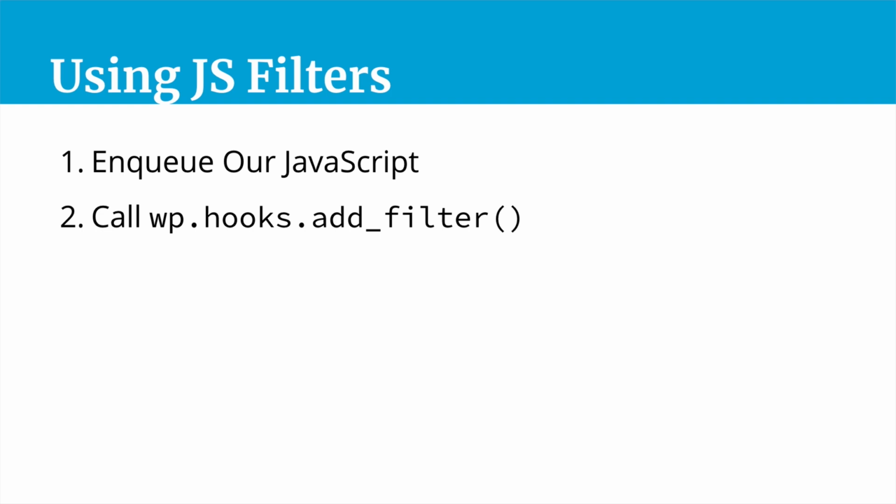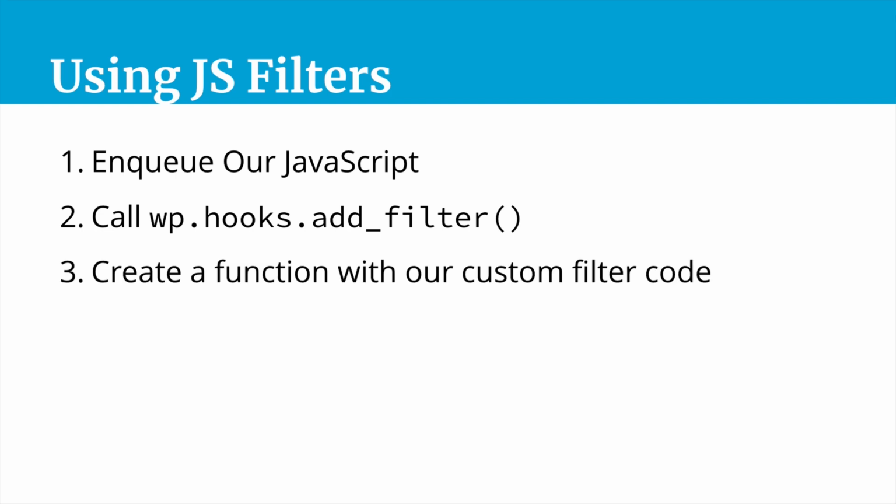Now, addFilter is going to take 3 parameters. We give it the filter we want to hook into, we give it a unique name for our filter operation, and then we give it a callback function, which will actually be where we execute our filter code. So then our final step of this process is to create our own function with our custom filter code, and that is what is going to be our callback function that we set up as our third parameter in step number 2, working with addFilter. So this is at a high level how it works.